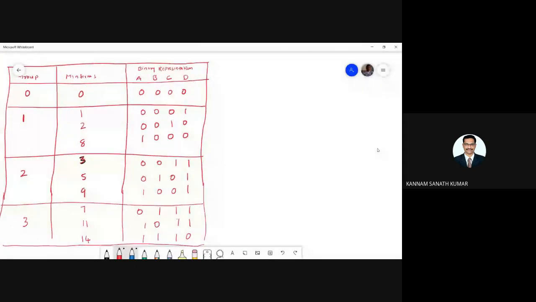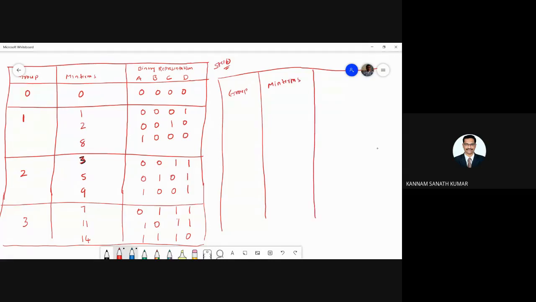Here itself I am drawing the table for step 2, with columns group, minterms, and binary representation. Here these are A, B, C, and D.